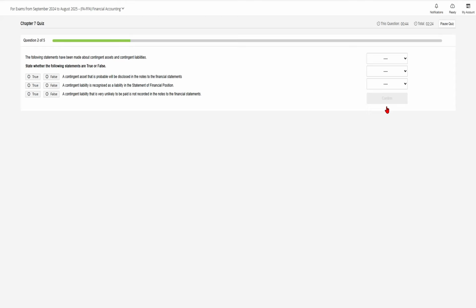So you guys remember the definition of contingent liability and contingent assets. First is saying the contingent asset that is probable will be disclosed in the notes to the financial statements. So it's true. Why? Because if the inflow of economic benefits is probable but not virtually certain, it is disclosed in the notes but not recognized in the financial statements. So that's why it's true.